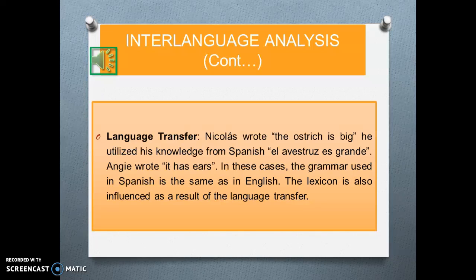Nicolás wrote, "The ostrich is big," which corresponds to "El avestruz es grande," and Angie wrote, "It has ears," which means "tiene orejas." From these examples, it is clear that they transferred their prior knowledge and used it correctly in the second language. They both use grammar categories properly.